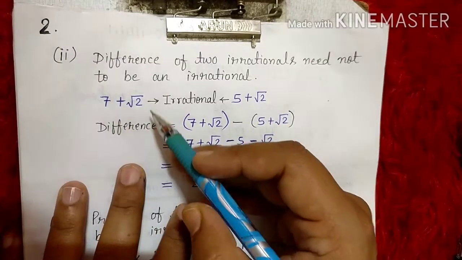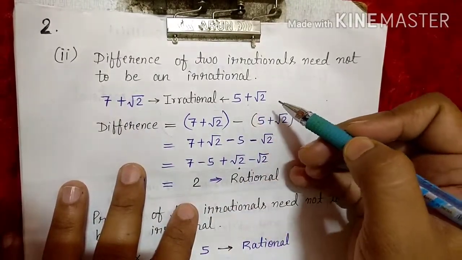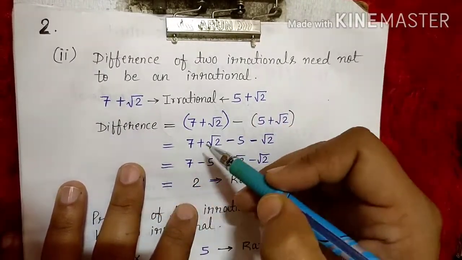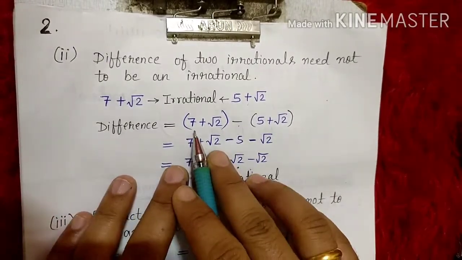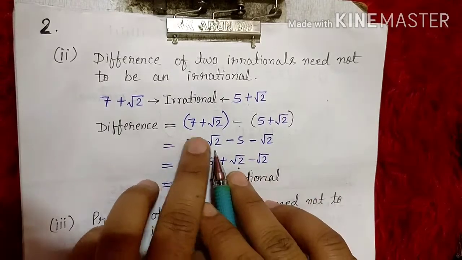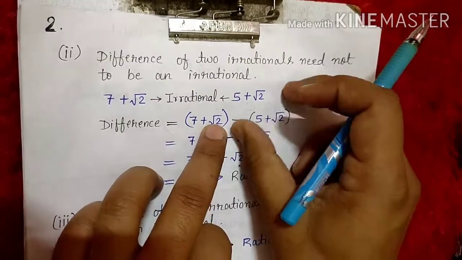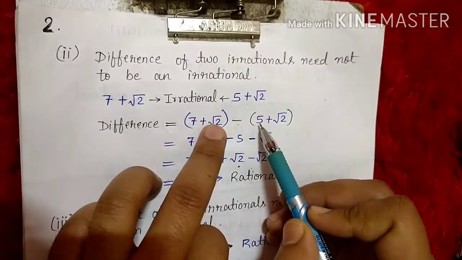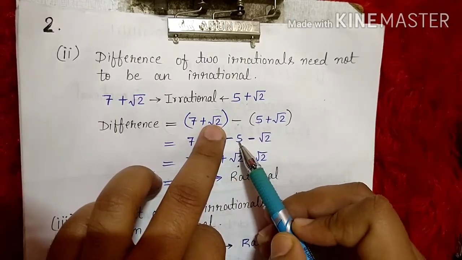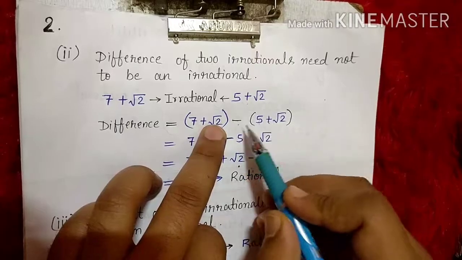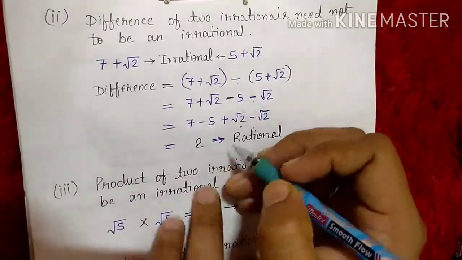7 plus root 2 is irrational, and 5 plus root 2 is also an irrational number. Now let's subtract them: 7 plus root 2 minus, bracket, 5 plus root 2. 7 plus root 2 is written on the left, so it will remain the same. But when we open the bracket, what will happen? This 5 has a positive sign, it becomes minus 5, and plus root 2 becomes minus root 2.